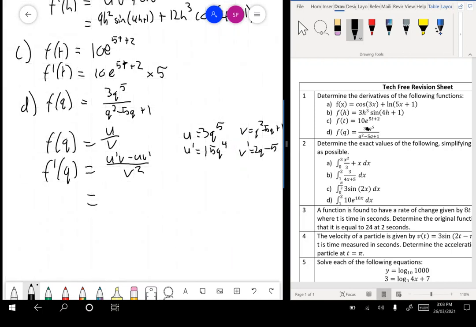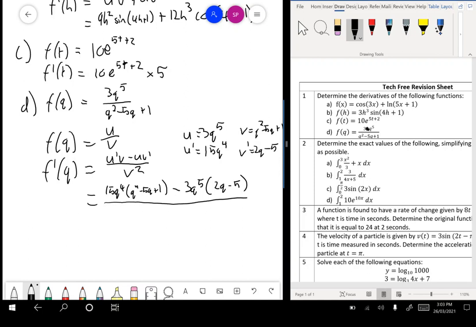So we've got u dash is 15q^4 times v, which is that quadratic there, q squared minus 5q plus 1, minus u times v dash, so 3q^5 bracket 2q minus 5. Once again, guys, I've just been asked to find the derivative. I have zero intention of expanding out those brackets and coming up with a simplified version. I couldn't care less about that.